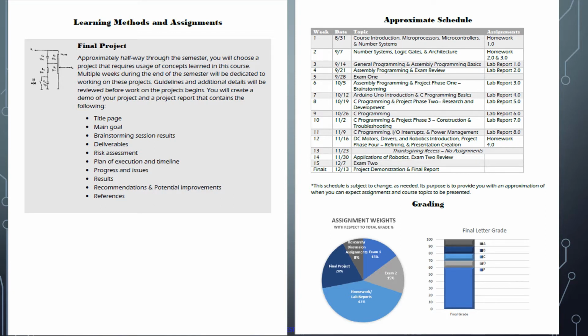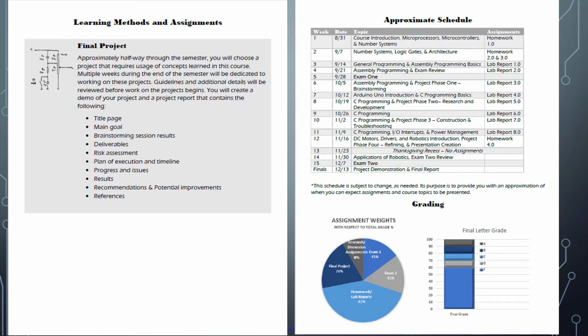And then I've also outlined how I do grading for this course near the bottom here. On the left side, I have the assignment weights all measured out in this chart. Of course, out of 100%, this is how things are broken down. 8% of your grade will be research and discussion assignments. I'll be asking you to make posts or research a certain topic and make a post about it. And that'll be 8% of your grade.